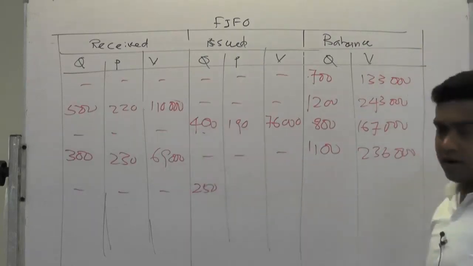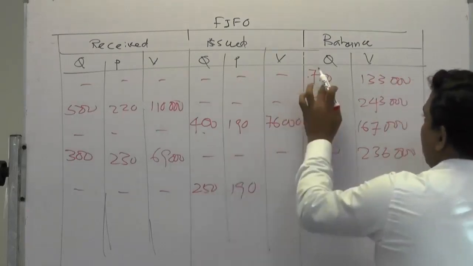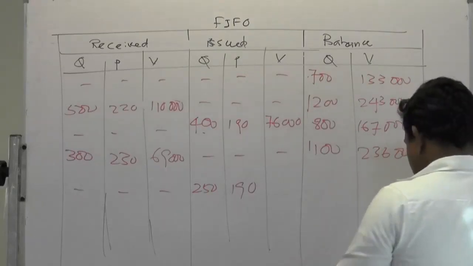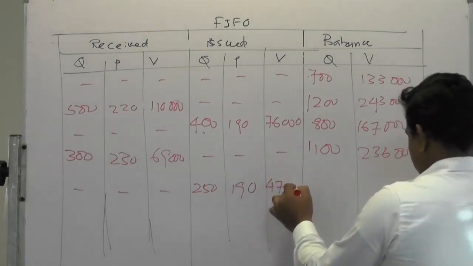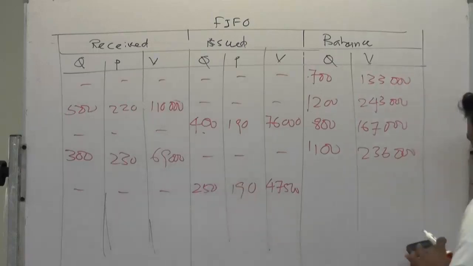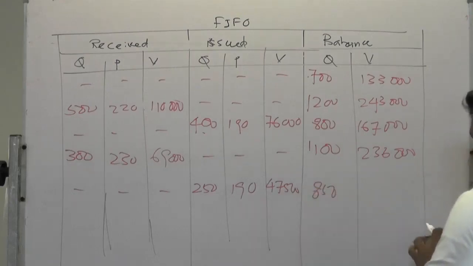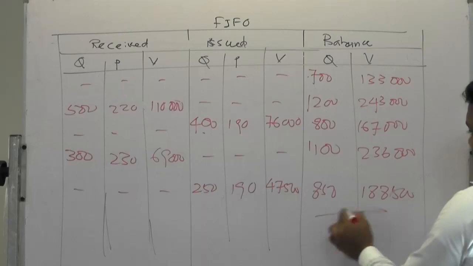Since you have issued only 400, that leaves 300, therefore you can issue 250 out of this 700, because you have remaining 300, right? Therefore 250 multiplied by 190, 47,500. 1100 minus 250, remaining quantity 850, value 236,000 minus 47,500, value will be 180,500, right? This is the closing inventory.